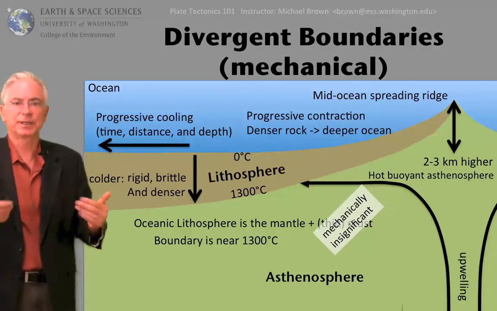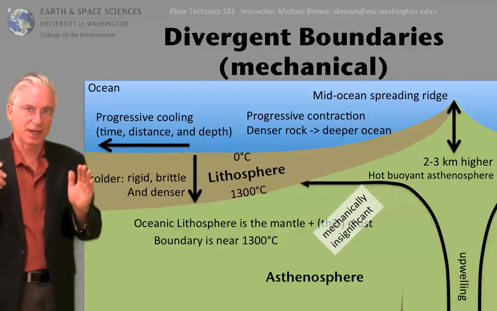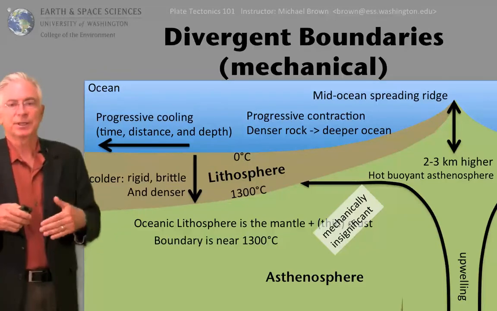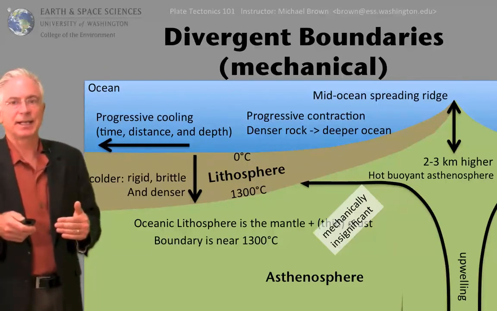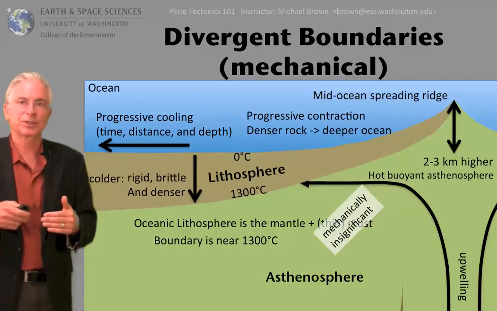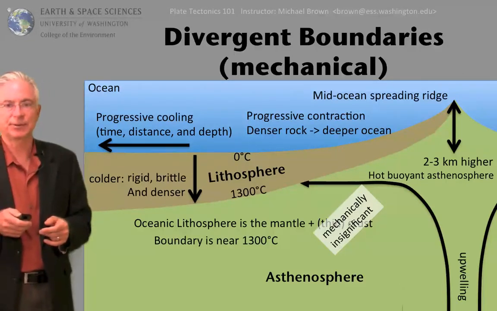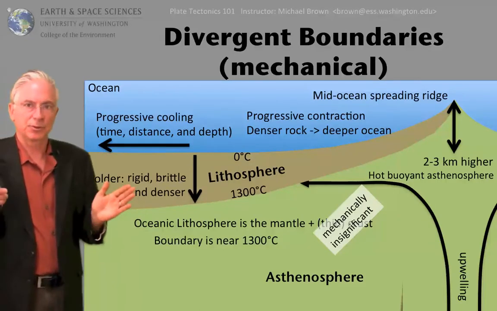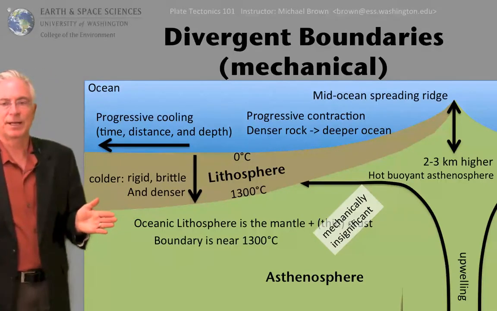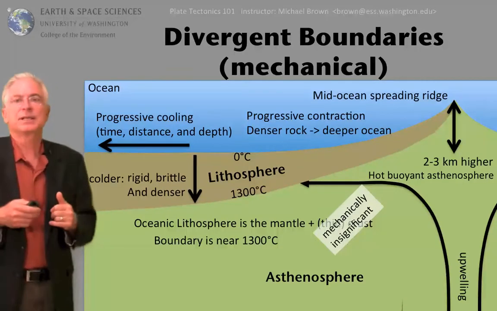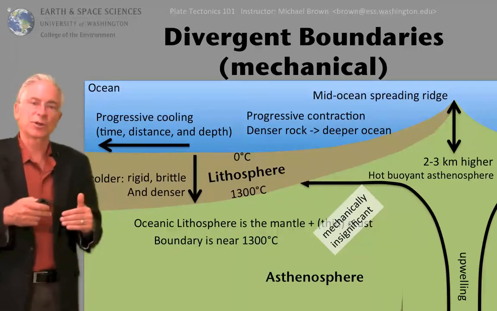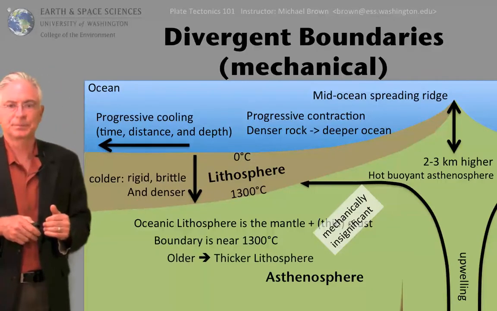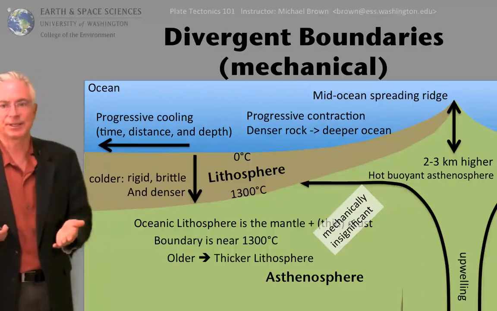So the boundary between the lithosphere and the asthenosphere, again, I emphasize, is not a sharp line as drawn here. It is a gradational region that occurs around a point at which the rock reaches a temperature of about 1300 degrees centigrade. So at the Earth's surface, the bottom of the ocean is a pretty uniform temperature, close to 0 degrees centigrade. The lithosphere base follows a constant temperature curve. This curve gets deeper and deeper with distance away from the ridge. Older lithosphere is thicker lithosphere.